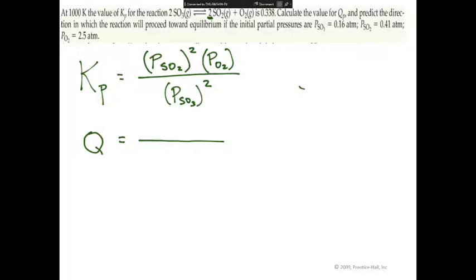Let's put these numbers in now. So 0.16. Will 0.16 go upstairs or downstairs? Vivi? Downstairs, yeah. So I'll say 0.16 squared. Again, I love this. I don't have to worry about units in terms of these equilibrium constants. SO2, 0.41. Alice, where should I put 0.41? At the top, yeah. And that leaves oxygen to be right here, 2.5.